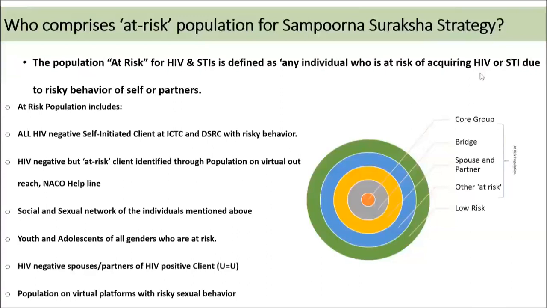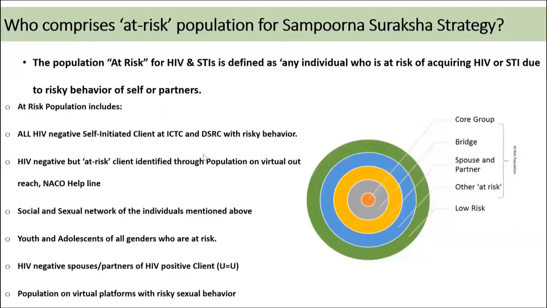So this is for who comprises the at-risk population for this Sampurna Suraksha strategy. As I briefed earlier also, the population at risk for HIV and STI is defined as any individual who is at risk of acquiring HIV and STI due to the risky behavior of self or the partners. So both have to be taken into account. At-risk population includes all HIV negative self-initiated clients at ICTC and DSRC with their risky behavior, and HIV negative but at-risk clients identified through virtual outreach or the NACO helpline.